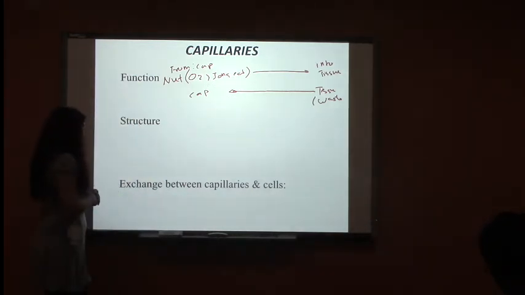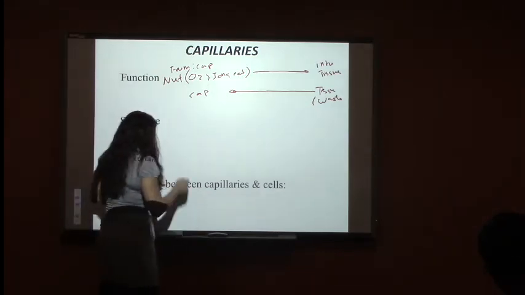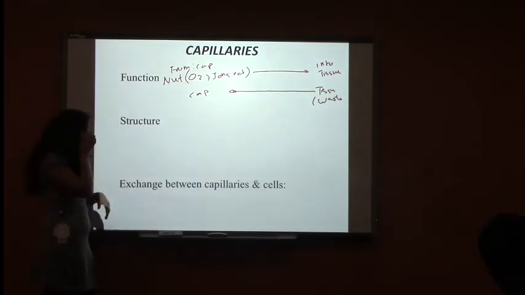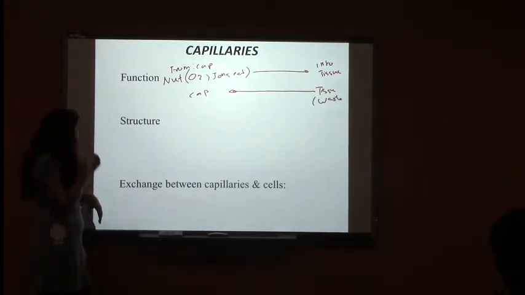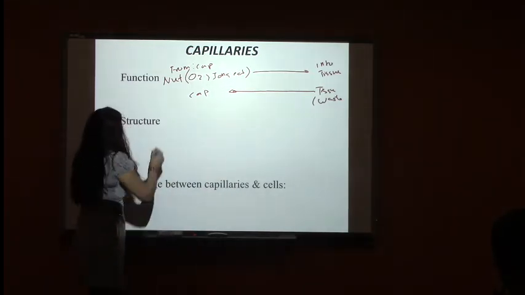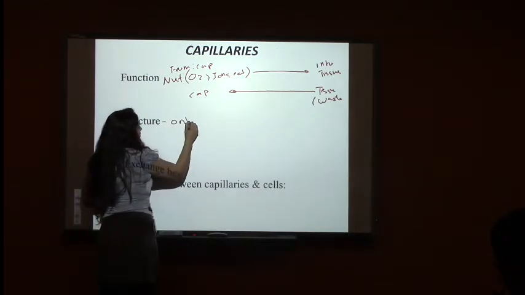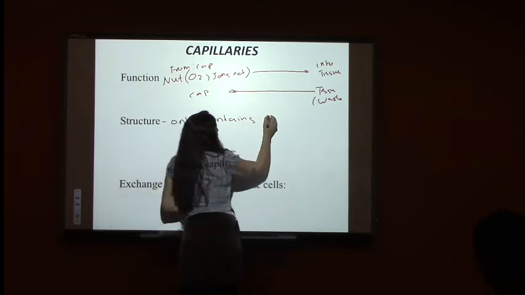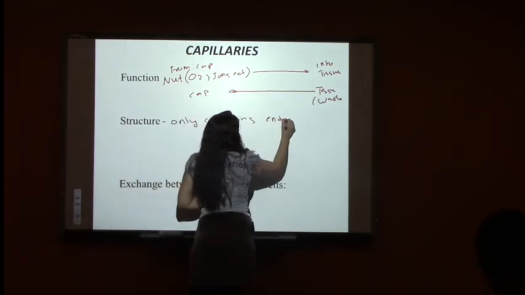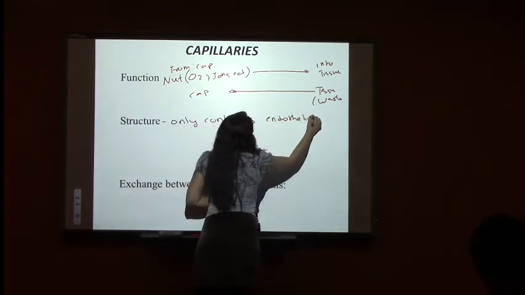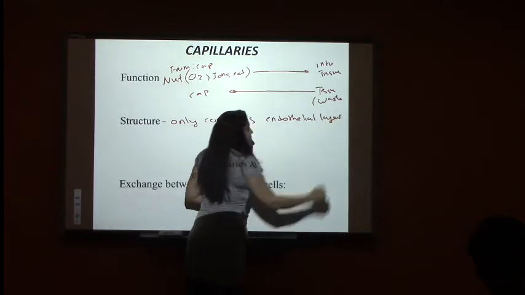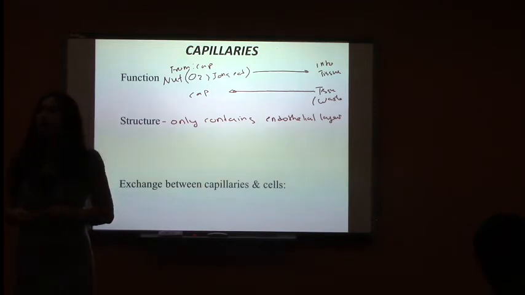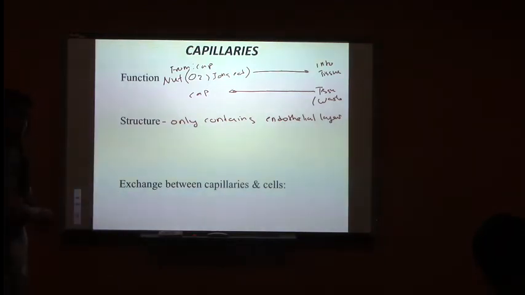Now, the structure of a capillary. So exchange between capillaries and cells. Structure: they only contain an endothelium layer. A capillary is only an endothelial layer. They don't have a muscle layer, they don't have a connective tissue layer. Okay?